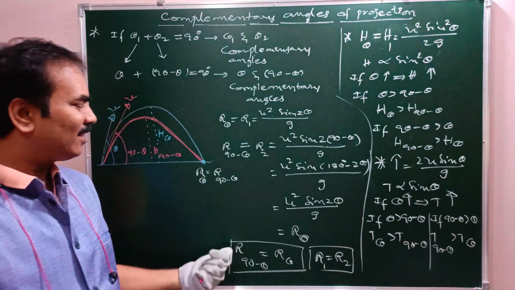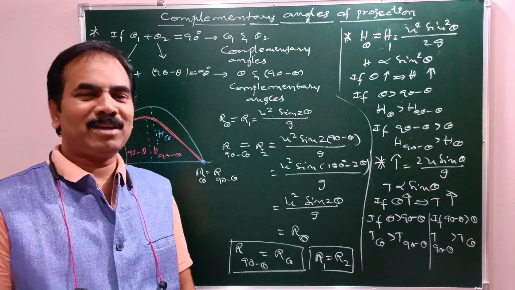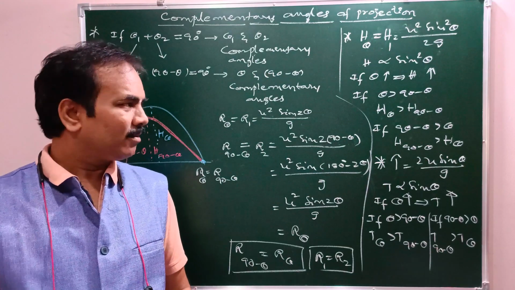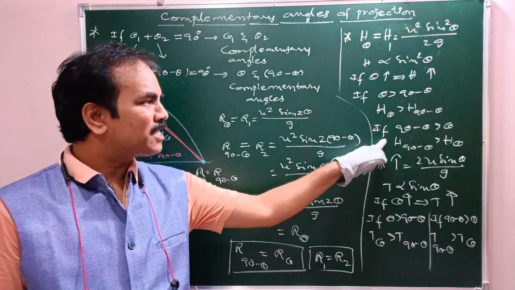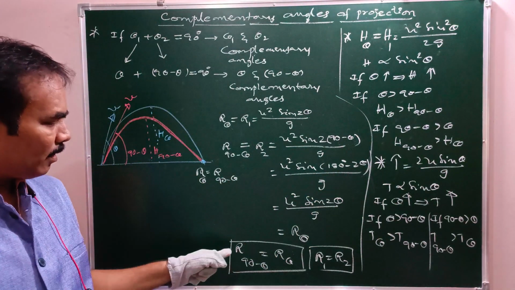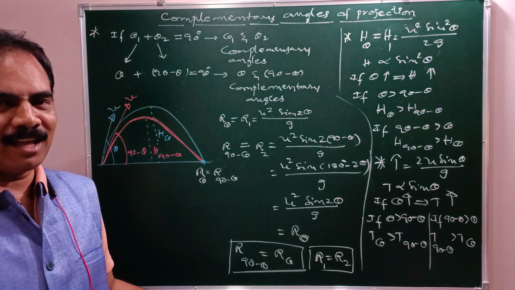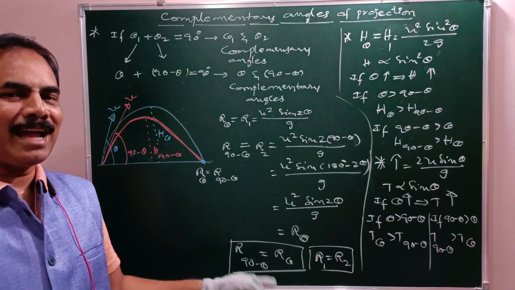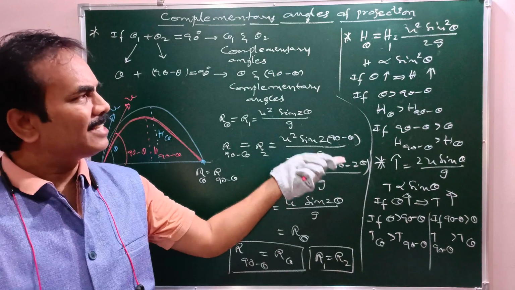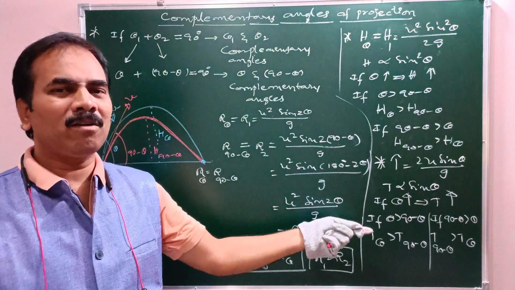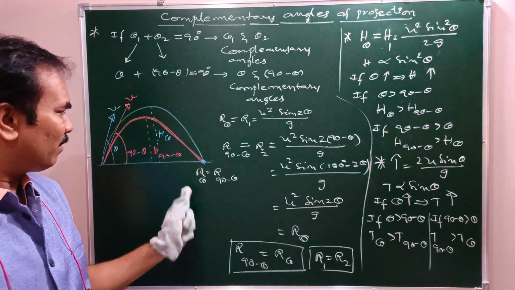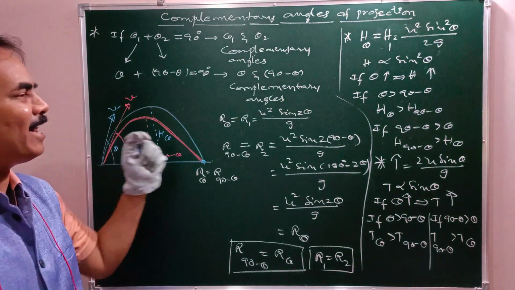That is, R at theta becomes equal to R at 90 minus theta. That is R1 equal to R. But the body may differ both in maximum height as well as time of flight. So between theta and 90 minus theta, whichever angle is more, whether the maximum height or time of flight is more for that angular projection, between those two angles, theta and 90 minus theta.